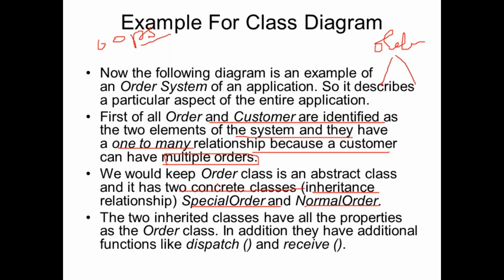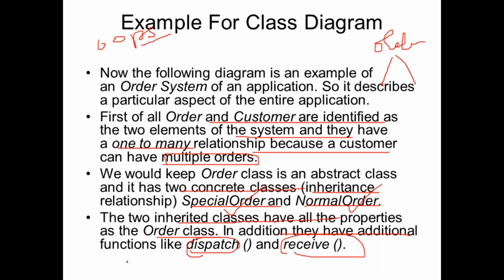So in this case, the child classes are the special order and the normal order. The two inherited classes have all the properties of the order class. In addition, they have additional functions like dispatch and receive. These two child classes inherit the same behavior of the parent class.